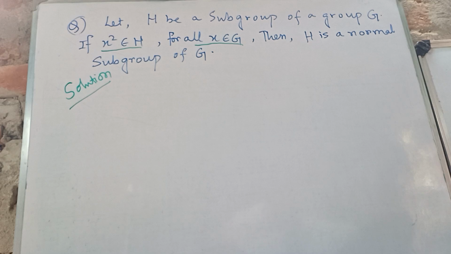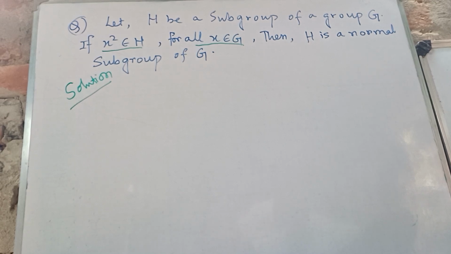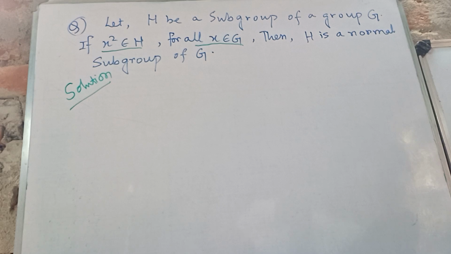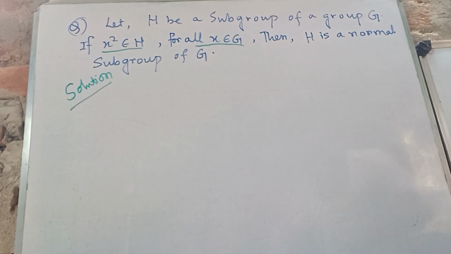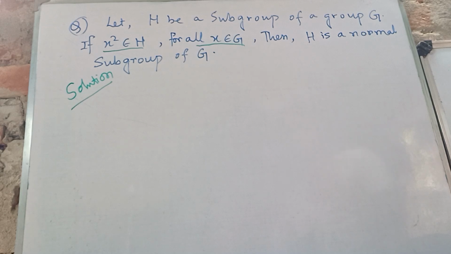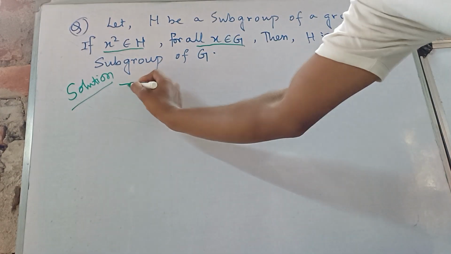Today we discuss important topics related to group. First we write this problem here. Let H be a subgroup of a group G and x square belongs to H for all x belongs to G. Then H is a normal subgroup of G. We have to prove that. So we write this solution here step by step.